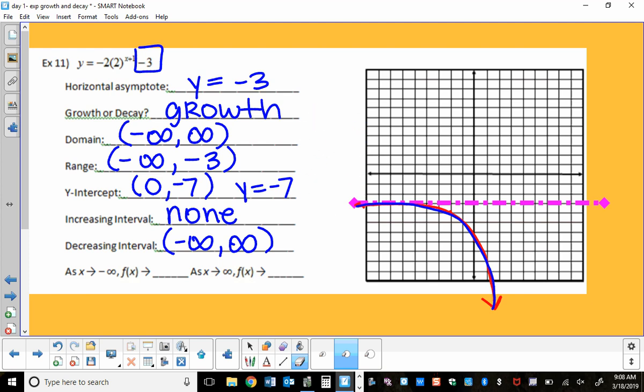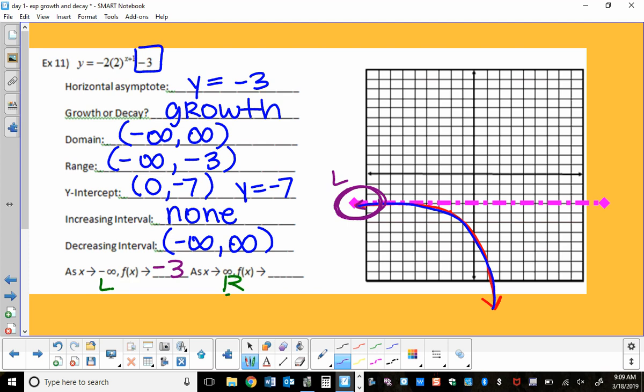Alright, if you take a look at your end behavior, this is as x approaches negative infinity, so this is your left, and this is as x approaches positive infinity, which is your right. Take a look at what your arrow is doing. This left arrow is getting closer and closer to my asymptote, so as x approaches negative infinity, my answer is going to be negative 3. Because this left arrow is just getting closer and closer to my asymptote.